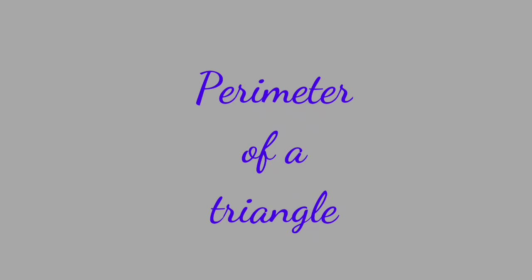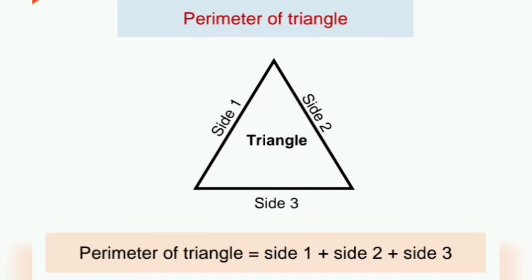Now, let us see the perimeter of a triangle. All of you know what is a triangle? Yes, it is a figure with 3 sides. So, perimeter of a triangle equals side 1 plus side 2 plus side 3.